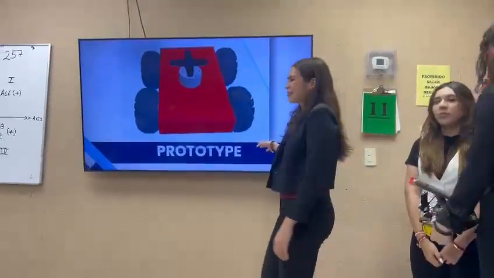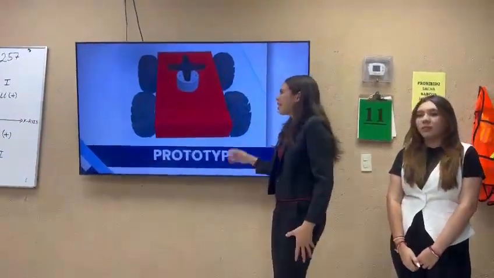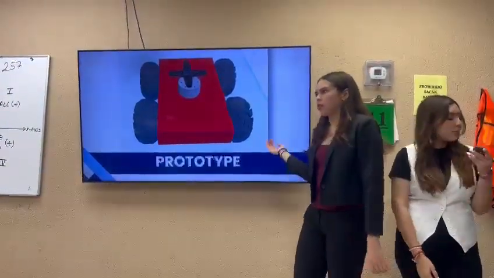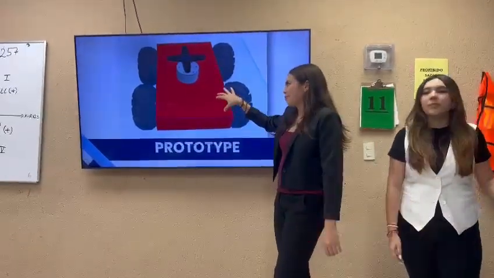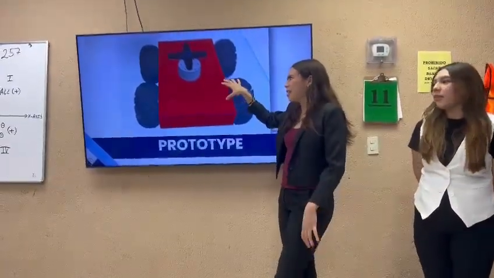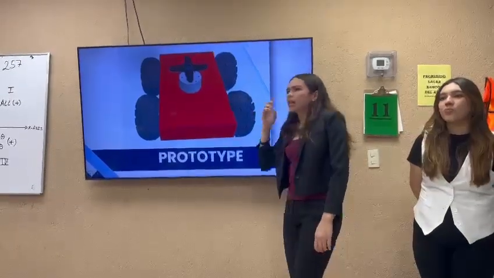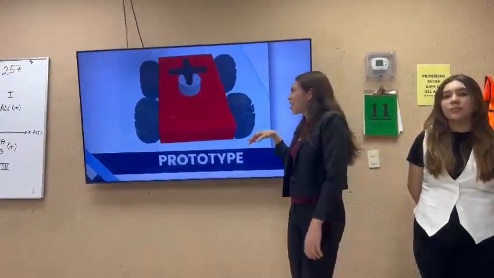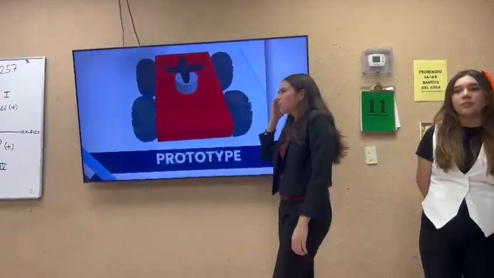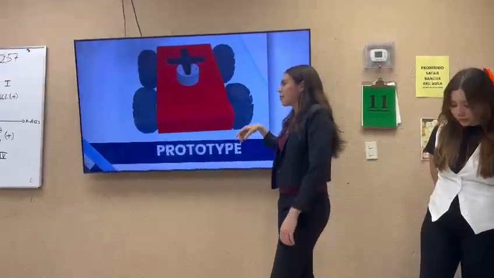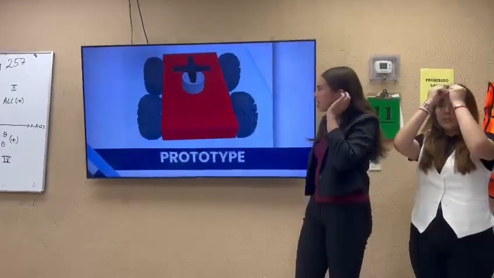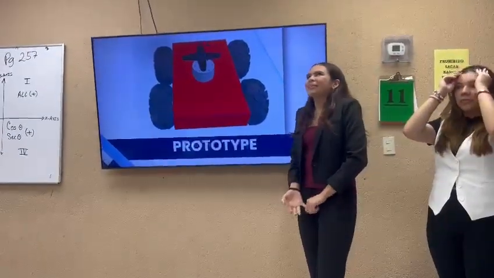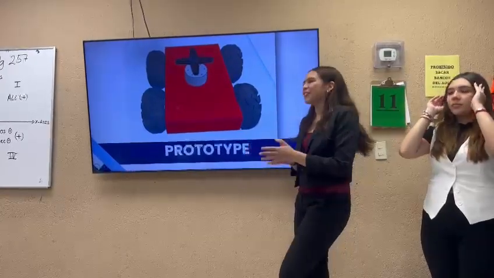Prototype. This is an image of the prototype. You can see the idea from the beginning is that it has a propeller on the top, and the idea originally is to make the robot move with energy generated by the helix.